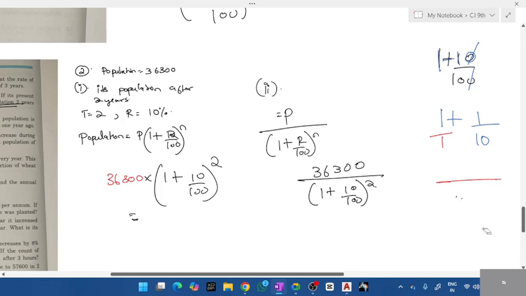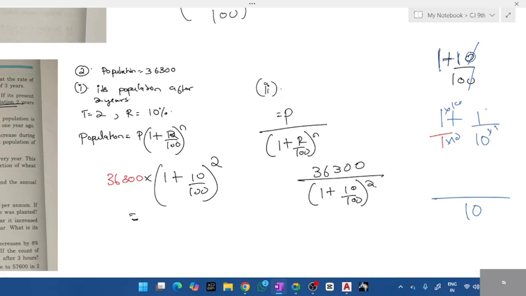Yes. Now we have reduced to 10 and 100. Take LCM for 10 and 1 and 10. What's the LCM? Very good, 10. After that, be quick. 1 into 1. What is the numerator? 10 plus 1 is 11. Good. So we have 36,300 into 11 by 10, the whole square, right?